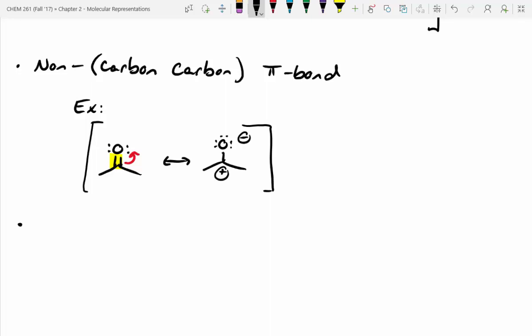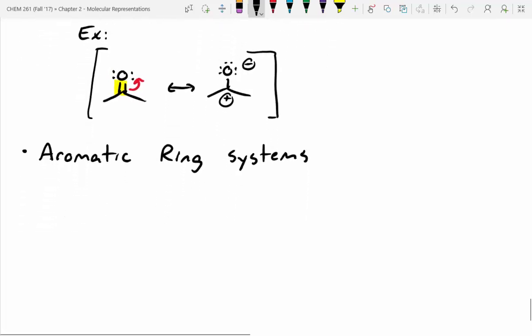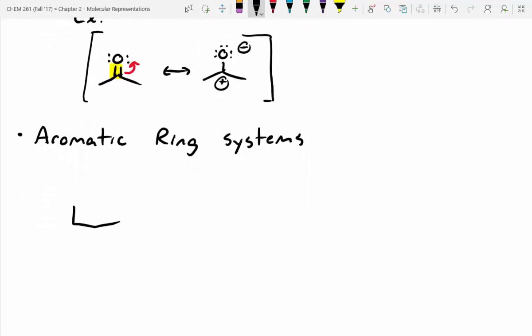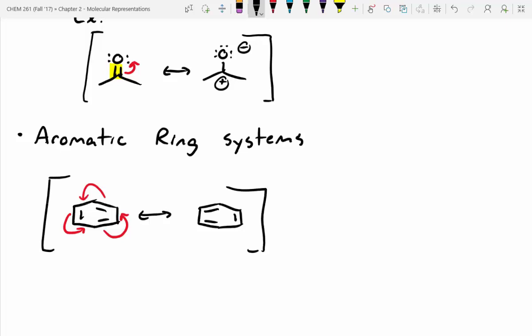And then last but not least, we've got aromatic ring systems. And this one's one of my favorites. So let's draw benzene. Benzene's a hexagon with alternating double single bonds. Benzene has an important resonance structure where all you do is rotate those double bonds around. And again, you might say, aren't those the same molecule? Kind of. They're degenerate contributors.